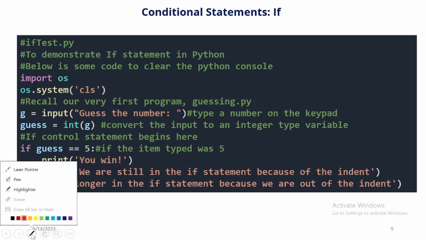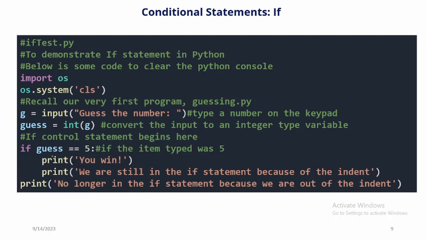So if we take a closer look at what we have here, we have the if, and then we have the conditional test. If guess equal to 5, which is realized by using this double equal to. At the end of the if statement is a colon which denotes the end of the if condition. Everything that is indented thereafter is the sequence of codes that will be executed under this if condition.